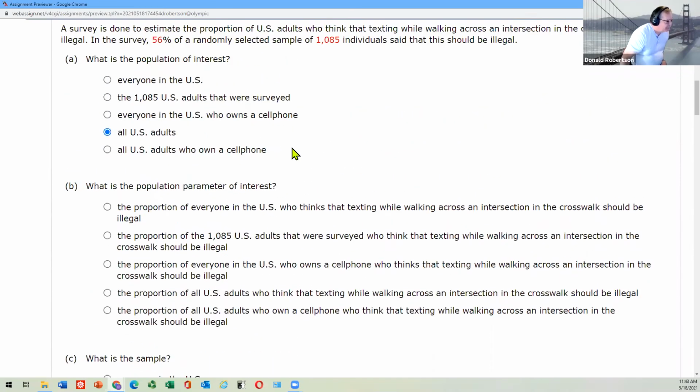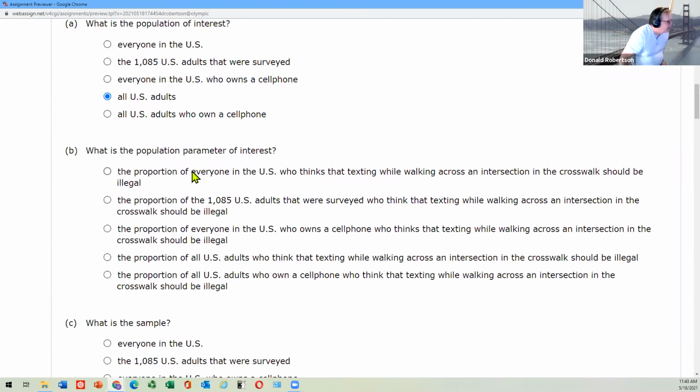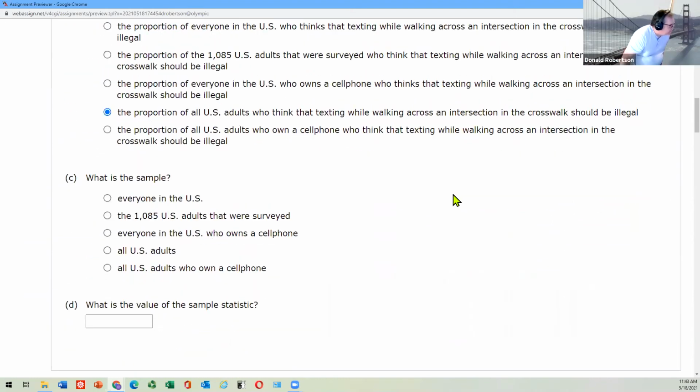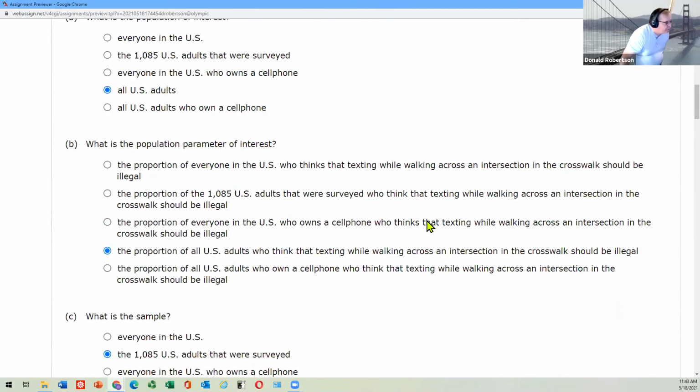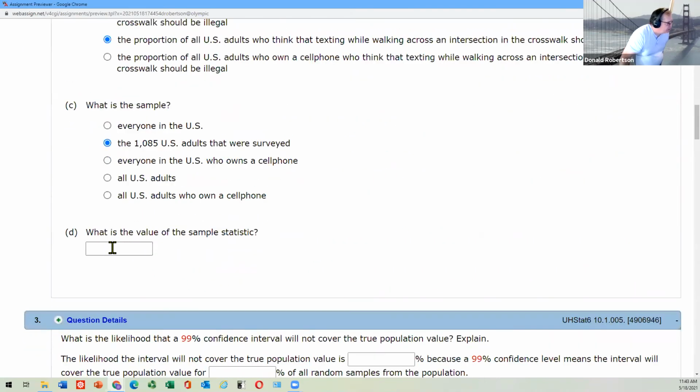So back to this story, and I've distracted you, the cell phone ones. What population parameter is interested in here? Well, one of these 5 is the guy that we're trying to get the percentage for. A lot of reading here, so I'll try and find it myself so we can see it. And it's that one, I believe. Now, what's the sample? It's that one. And what's the value of the sample statistic? In this case, it was 56%, or as a decimal 0.56.